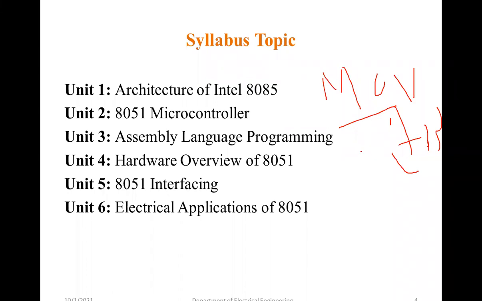Suppose you have an 8-bit addition. First you have to write down the program. After writing the program, you have to find out the opcode of that. After finding the opcode, you have to put the opcode in your kit, and after this you will get the output.